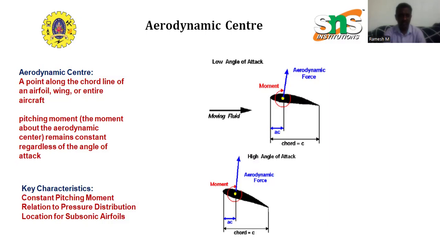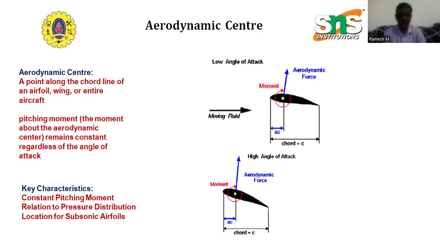Next is relation to pressure distribution. The aerodynamic center is dependent on the pressure distribution around the airfoil. As the flow over the airfoil changes, the forces acting on the airfoil shift, but the aerodynamic center remains fixed for a given airfoil in subsonic flow.